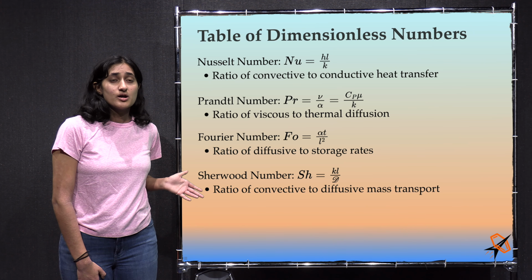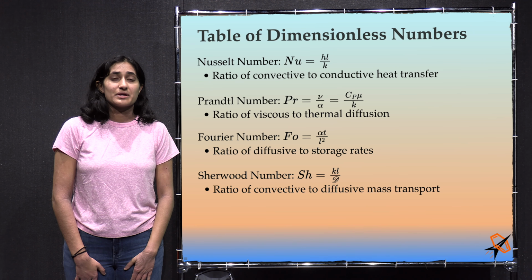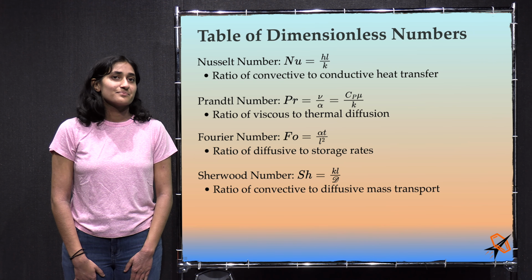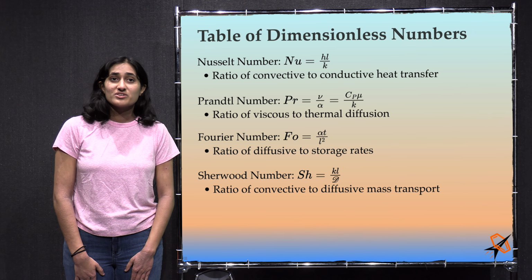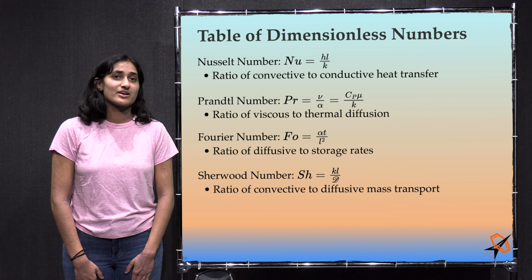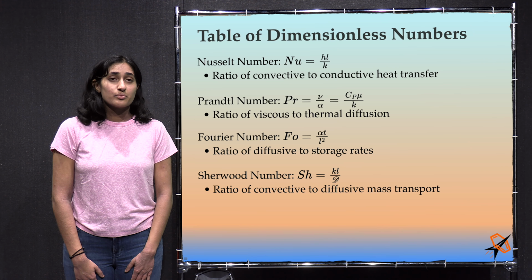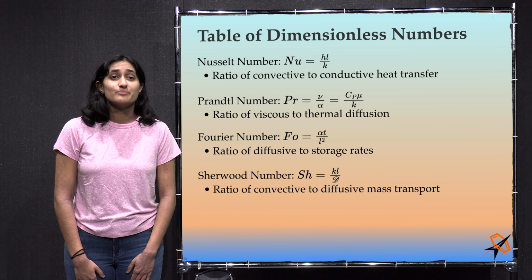Next is the Sherwood number, but Professor Sherwood always referred to it as the mass transfer Nusselt number, and you might see the similarity. The Sherwood number is the mass transfer coefficient times the characteristic length divided by the mass diffusivity. The Sherwood number is basically the ratio of the importance of convective transport to diffusive mass transport.